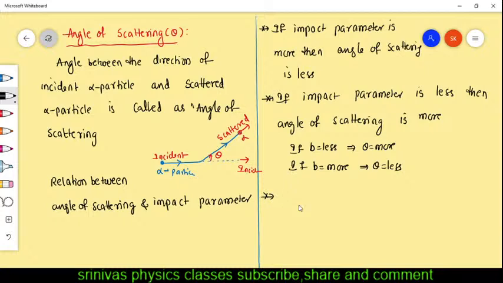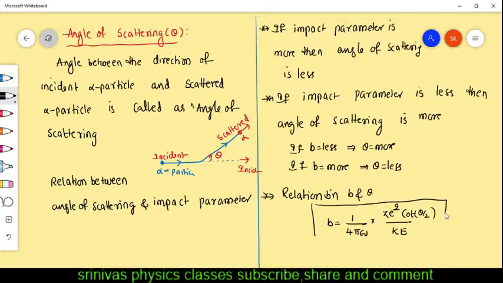Next, I am going to explain the relation between the impact parameter and the angle of scattering. There is one formula, and you remember its derivation is not there. The impact parameter formula is b = (1/4πε₀) (Z e² cot(θ/2)) / Ke. This is the relation between b and theta.